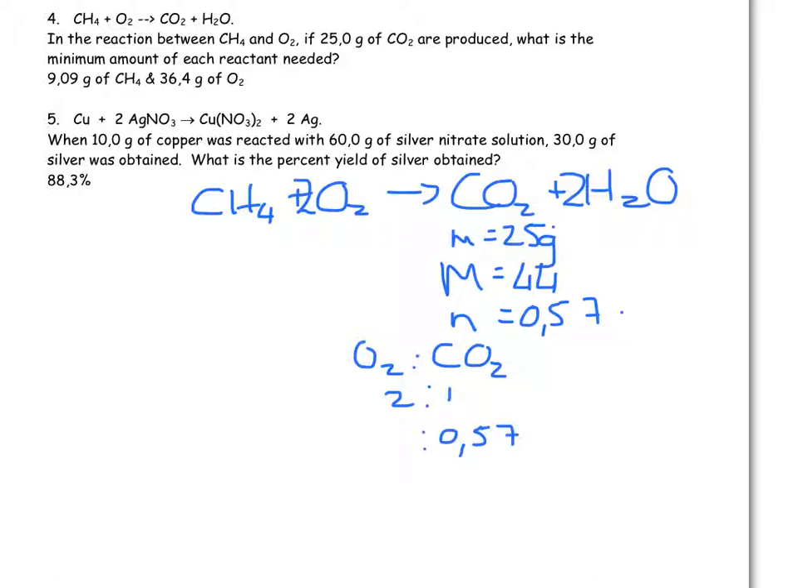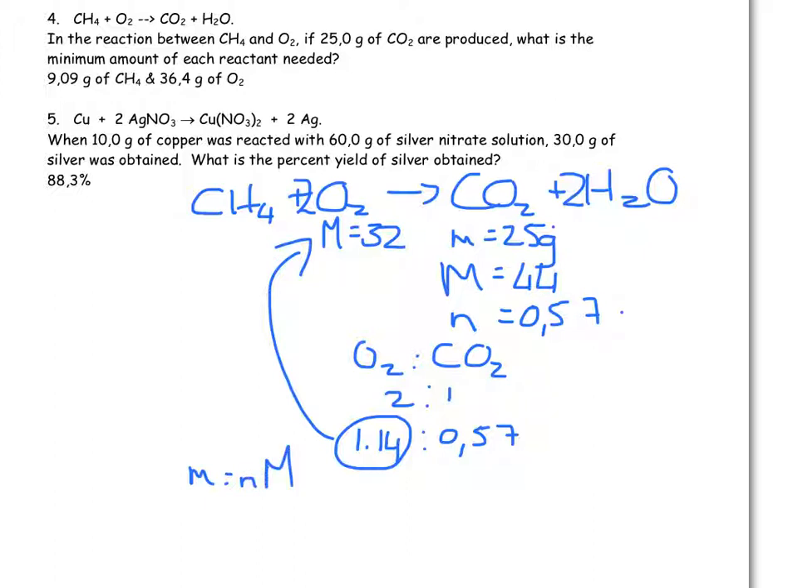And therefore I have 1,14 moles of oxygen. I take that up. My molar mass of oxygen is 32. And I can now say, what is the mass? Mass is equal to number of moles times molar mass, 1,14 times 32, and you get 36,36 grams.